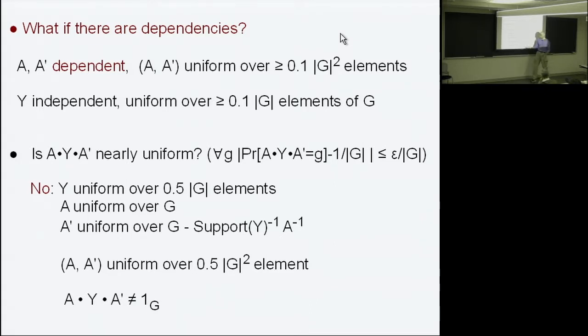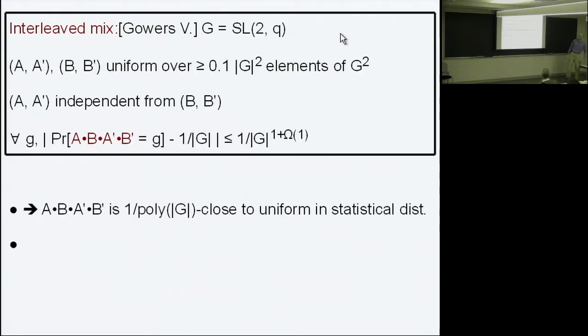So now A prime is clearly uniform over a large fraction of the pairs in the group, but A Y prime will never be equal to 1. Okay, so you get three distributions with this type of dependencies. It doesn't work. So what about 4? Okay, and 4, it does work.